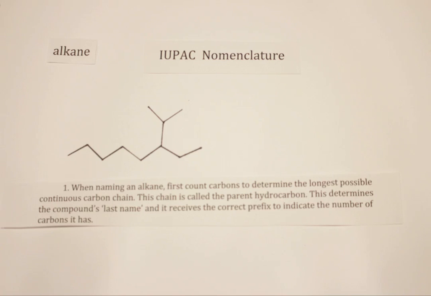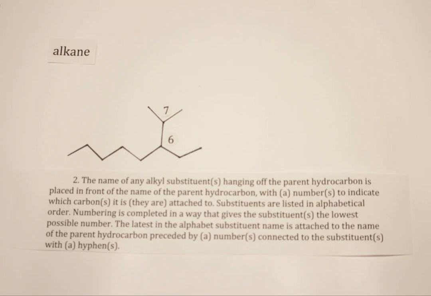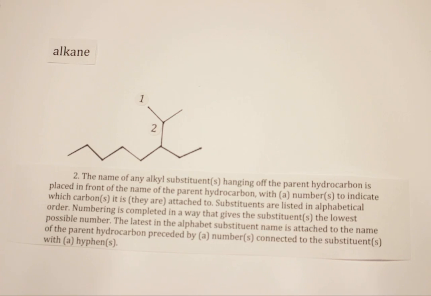So let's name this alkane in IUPAC nomenclature. So first we count the carbons to determine the longest possible chain. Here there's 8 carbons. If we turn this way, there's 8 carbons. If there's a tie, you always number so that there's the greatest number of substituents. There's only 1 if you go straight, but there's 2 substituents this way at 7 and 6.